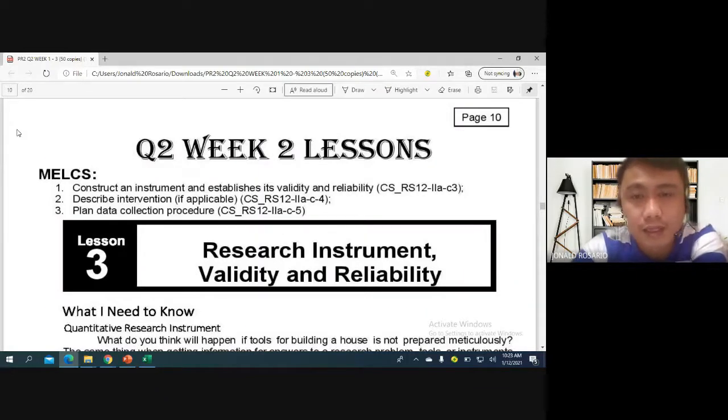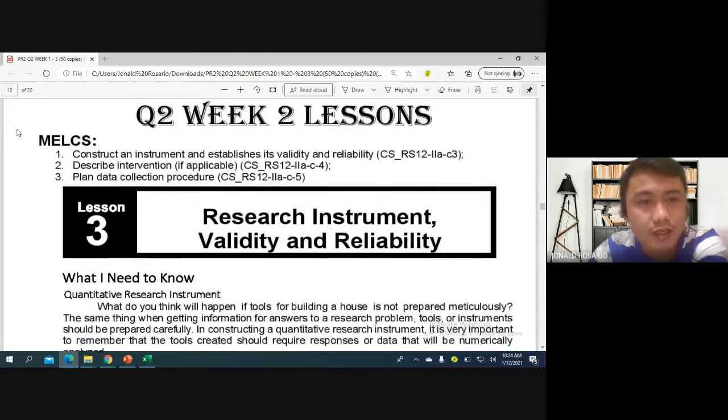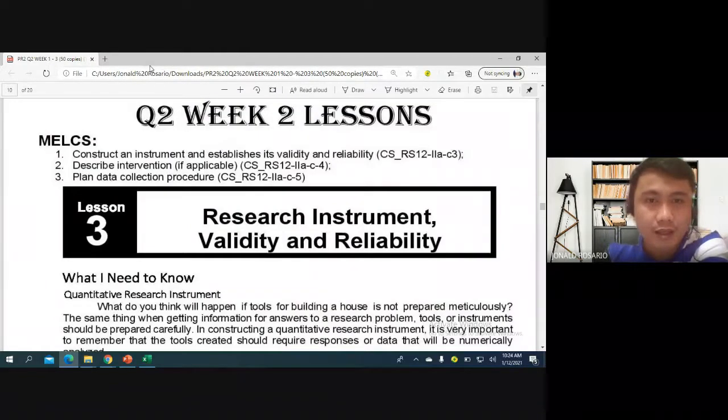Yan. So we will learn when to use those designs on our studies. Okay, we are now on our Q2 week 2 lessons. We have here the 3 most essential learning competencies. The first one, construct an instrument and establish its validity and reliability. That's the first one. And the second one, describe intervention if applicable. Okay?